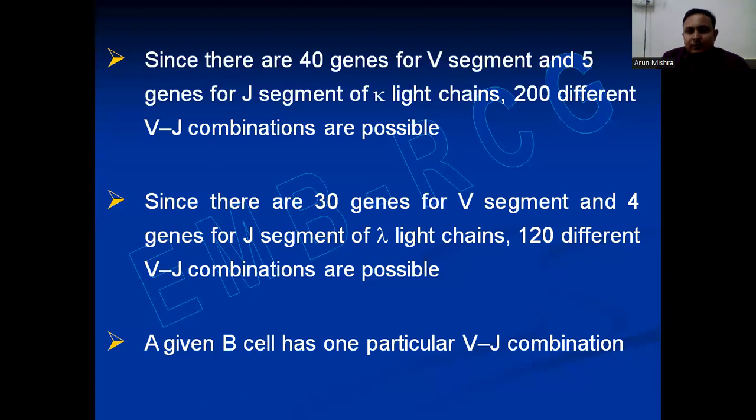Since there are 40 genes for V segment and 5 genes for J segment, for kappa light chain 200 different VJ combinations are possible. Since there are 30 genes for V segment and 4 genes for J segment of lambda light chain, 120 different combinations are possible. A given B cell has one particular VJ combination.